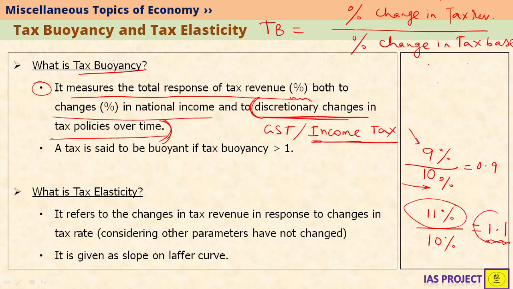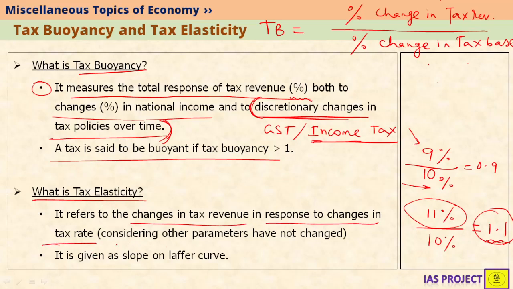Tax buoyancy greater than 1 means that tax collections will be higher compared to the increase in the national income. So a tax is said to be buoyant when the tax buoyancy is greater than 1. We also have a concept of tax elasticity. Let's learn what tax elasticity is. Tax elasticity simply means the changes in tax revenue in response to changes in tax rate, considering other parameters have not changed. Tax elasticity is generally given as the slope on the Laffer curve.